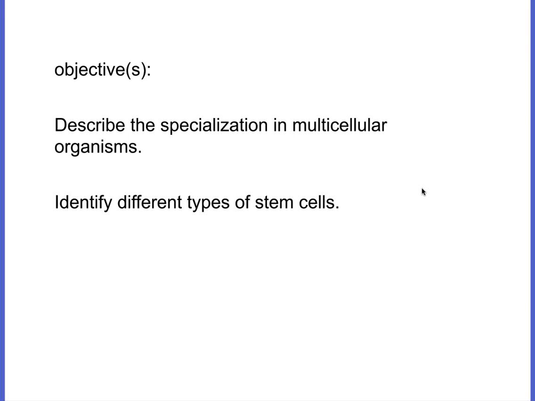All right, so we're going to try and do a quick rundown of Section 5 notes here. I'm going to try and move pretty quickly, so just pause if you need to fill in a blank. Your objectives are to describe the specialization of multicellular organisms and to identify different types of stem cells.